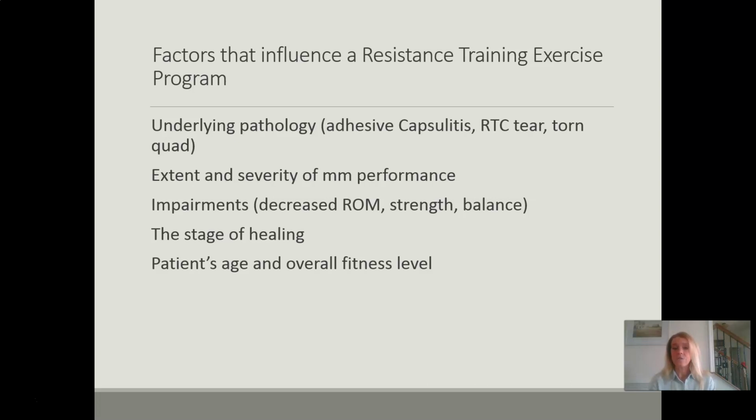As we get into some of the lectures that are coming up very soon, we'll talk about what some of those stages of healing are, and what an exercise program is going to look like generically when you're in each one of those stages. Also, the patient's overall age and fitness level will play a fairly big role in what sort of resistance exercises you give them as well.